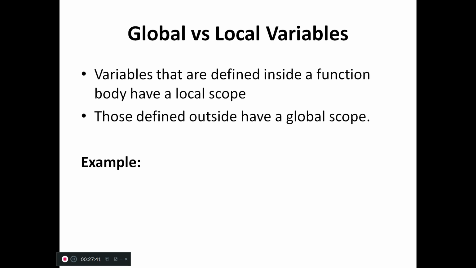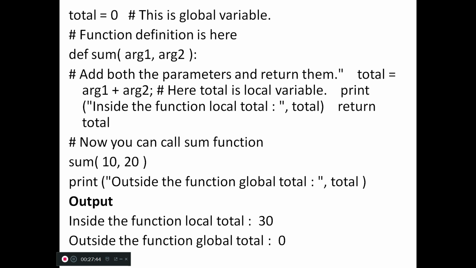Now take a look at an example. Let's check this out. This is a global variable: total is equal to 0. The function definition is def sum, argument 1, argument 2. Add both the parameters and return them. Total is equal to argument 1 plus argument 2. Then sum is equal to 10 comma 20. Print inside the function, total is 30, because it's adding argument 1 plus argument 2. Outside the function, total is 0, because it is the global variable.